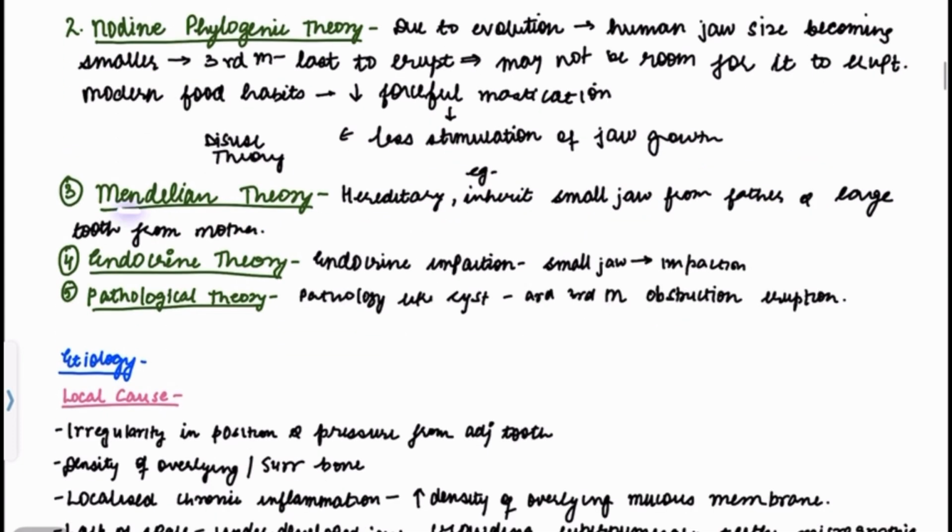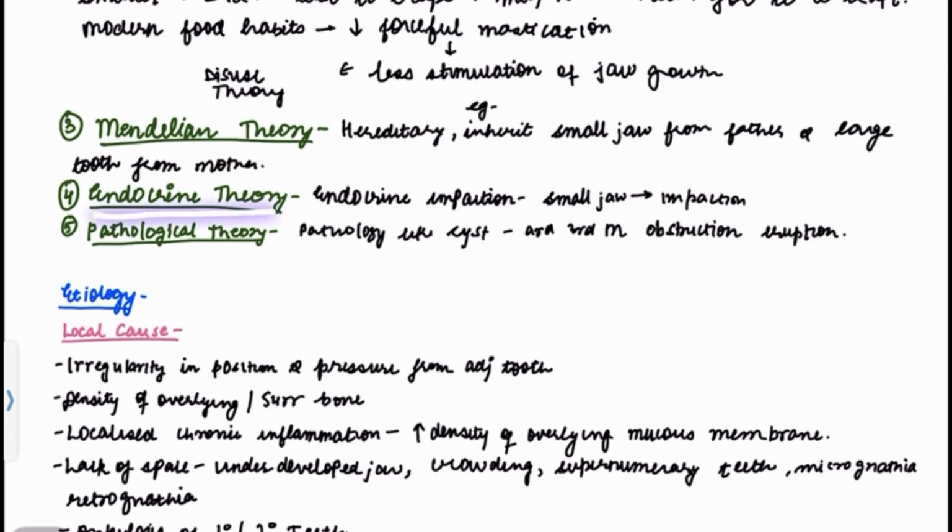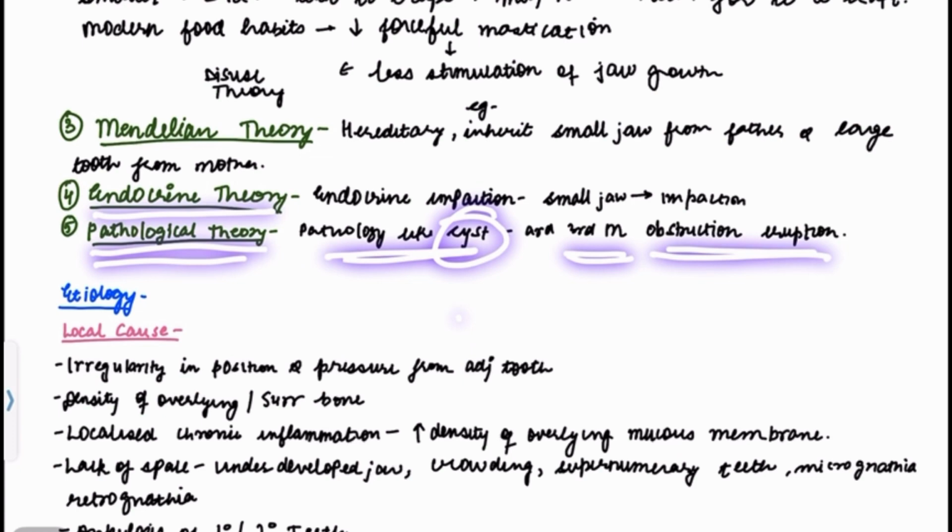Then there is the Mendelian theory, which says that heredity is responsible, the fourth is the endocrine theory, and the fifth is the pathologic theory. For example, if there is a cyst present around the third molar, it can lead to obstruction of the eruption of the third molar.